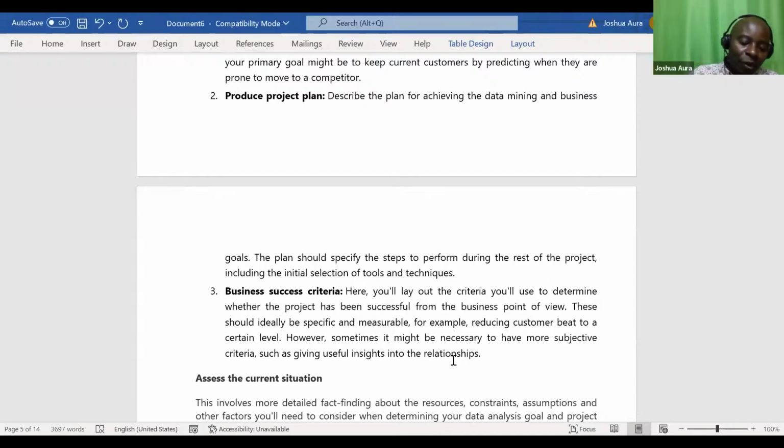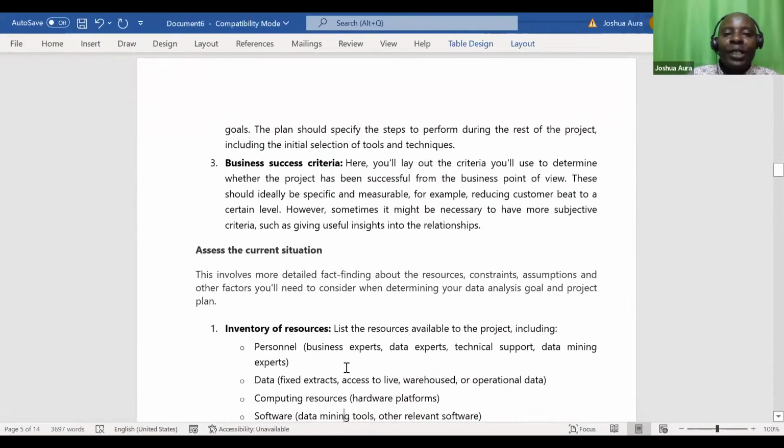Ladies and gentlemen, before we start, say this is the QuickBooks system that you have been using, and now you would want to change it, maybe go and start working with an ERP. I must assess the current situation. Otherwise, you may jump from the frying pan into the fire. So you're trying to understand the entire business. As step number one, you must assess the current situation: where are we, who are we. This involves more detailed fact finding about the resources, constraints, assumptions, and the other factors you need to consider when determining your data analysis goal and project plan.